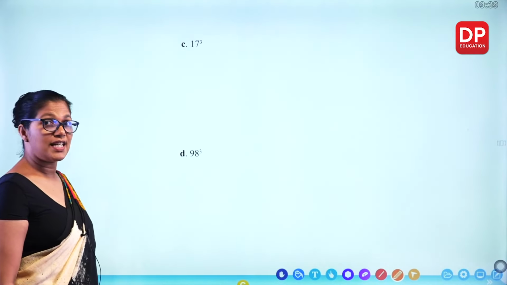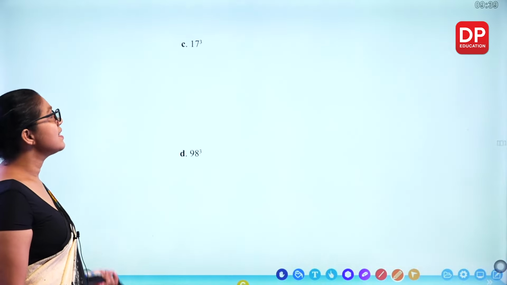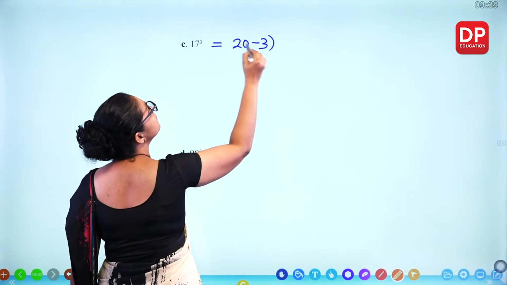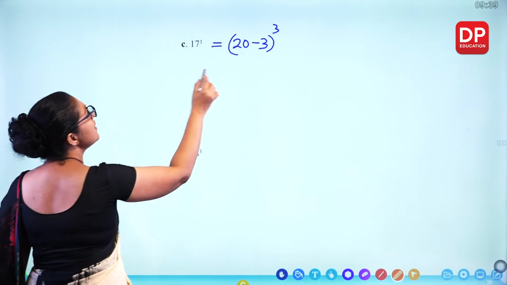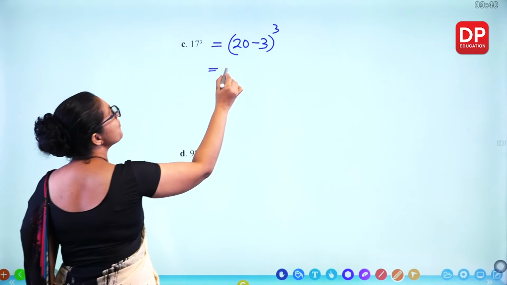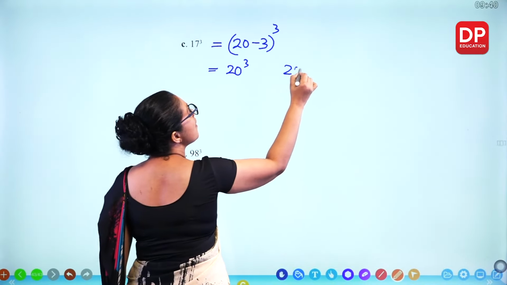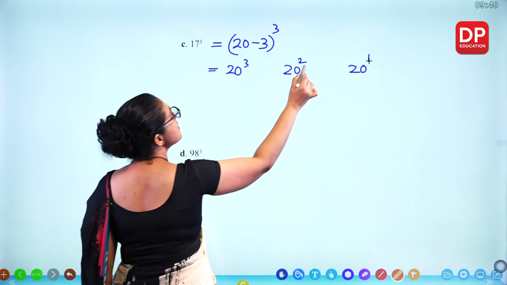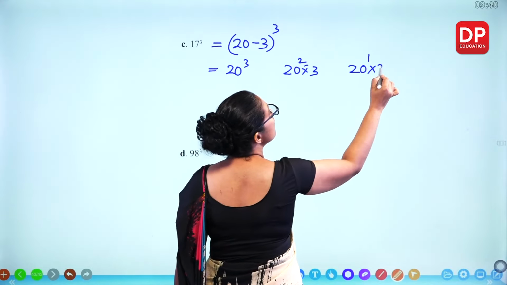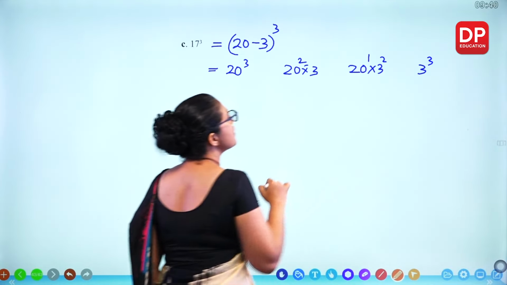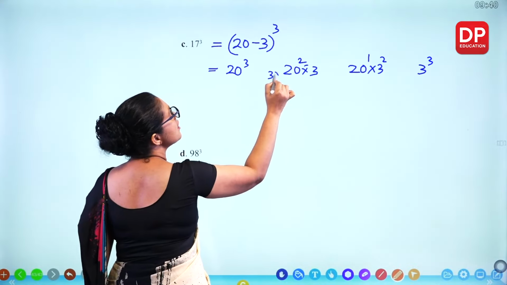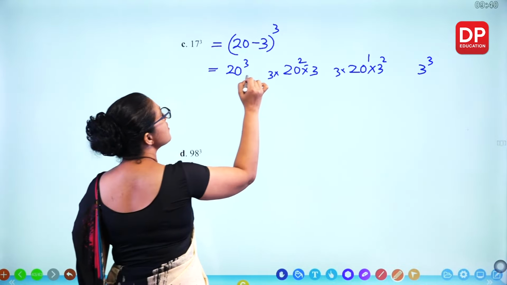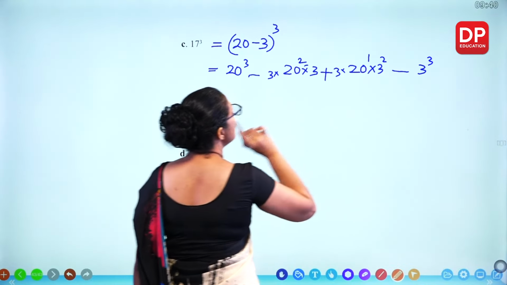Now 17. How can we write 17? What's the easiest way to write 17? I can write 20 minus 3. Then use the expanded form. Power 3, power 2 here, power 1. Second term or the last term starting from 3, power 1, power 2, power 3. And then the middle term I need to multiply by 3. Here negative. So first term positive, negative, positive, negative.